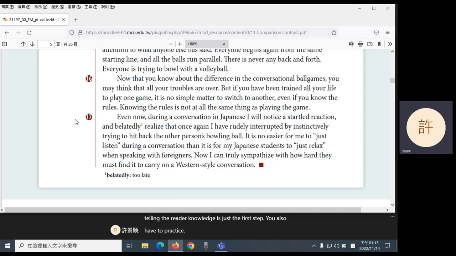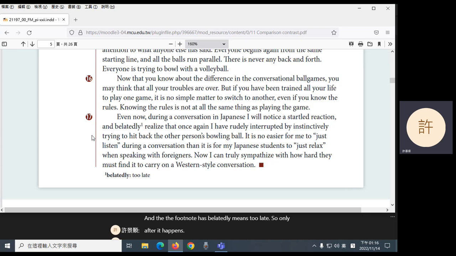Even now, during a conversation in Japanese, I will notice a startled reaction and belatedly realize that once again, I have rudely interrupted by instinctively trying to hit back the other person's bowling ball. And the footnote tells us belatedly means too late. So only after it happens.